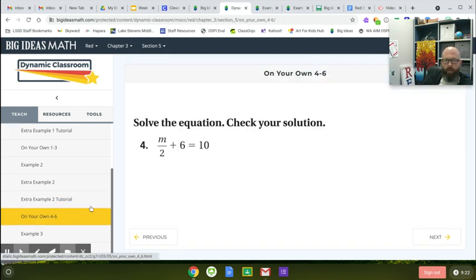All right, let's try a few on your own. So we have m over 2 plus 6 equals 10. So we're going to subtract 6 from both sides here, and then multiply by 2. Then here we're going to subtract 5 from both sides, then multiply by negative 3. We're going to subtract 2/5 from both sides, and then divide by 4. So those are the steps, and we want to undo the addition and subtraction before we do the multiplication and division.